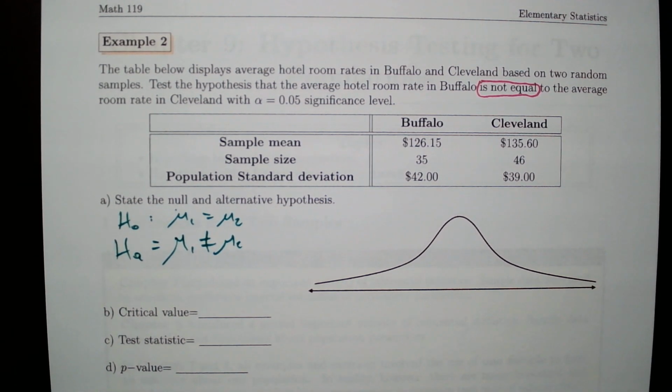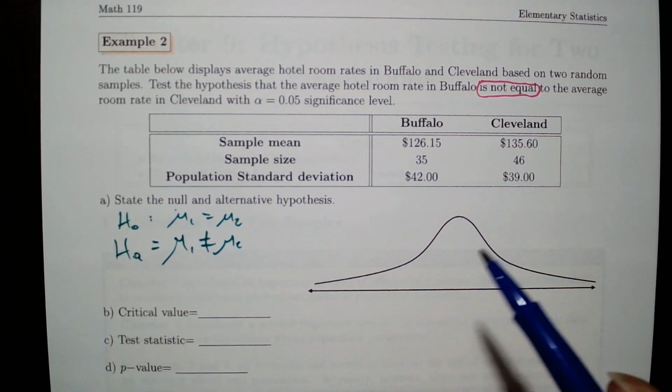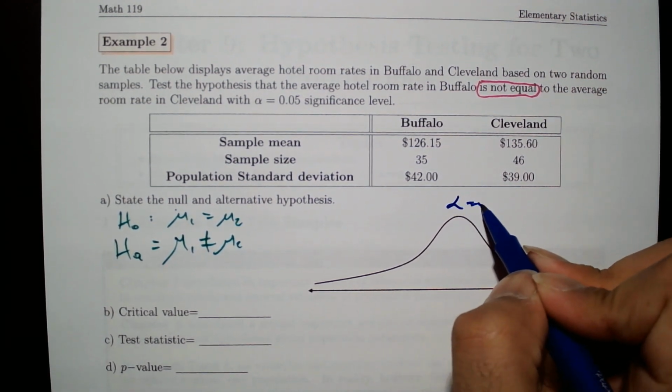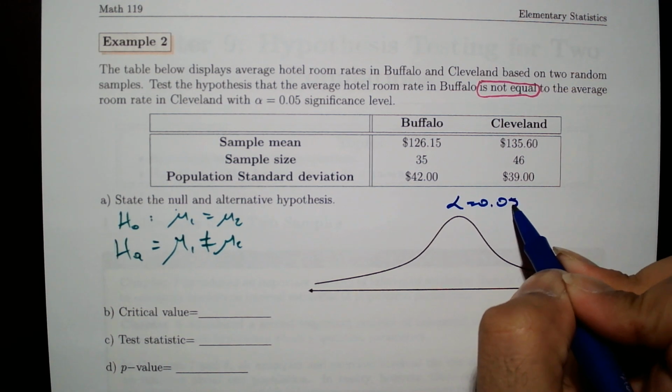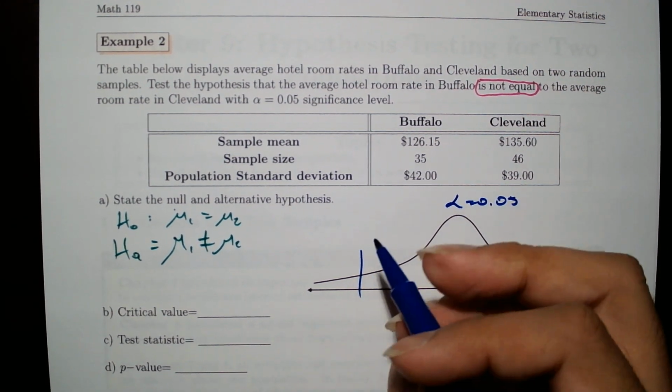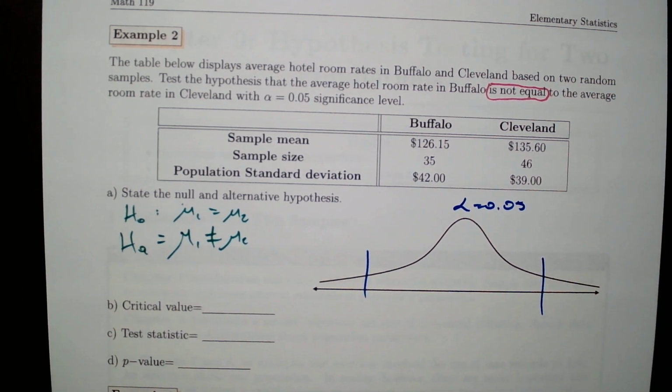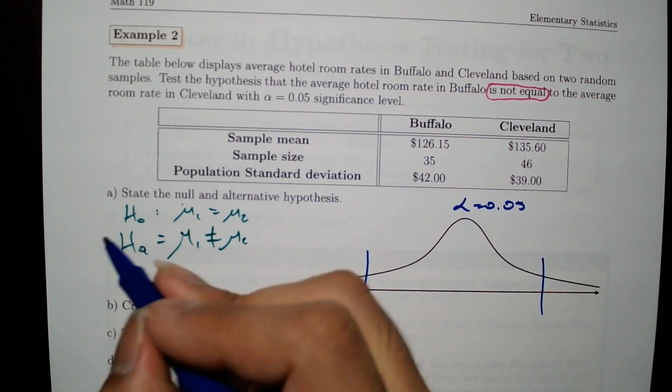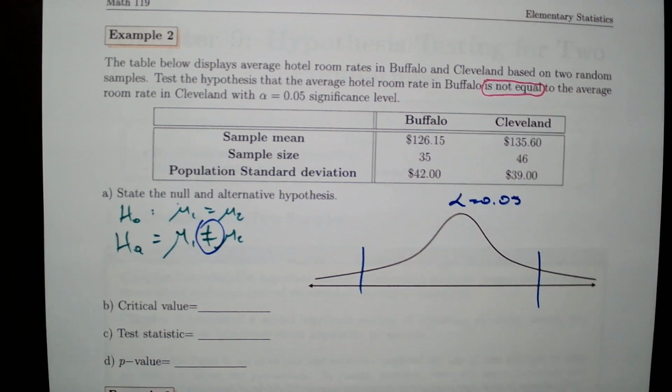All right. And in this case, we want to test this using an alpha equals 0.05. So in this case, it's going to go in 2 different directions. It's going to be a two-tailed test because of the inequality sign.